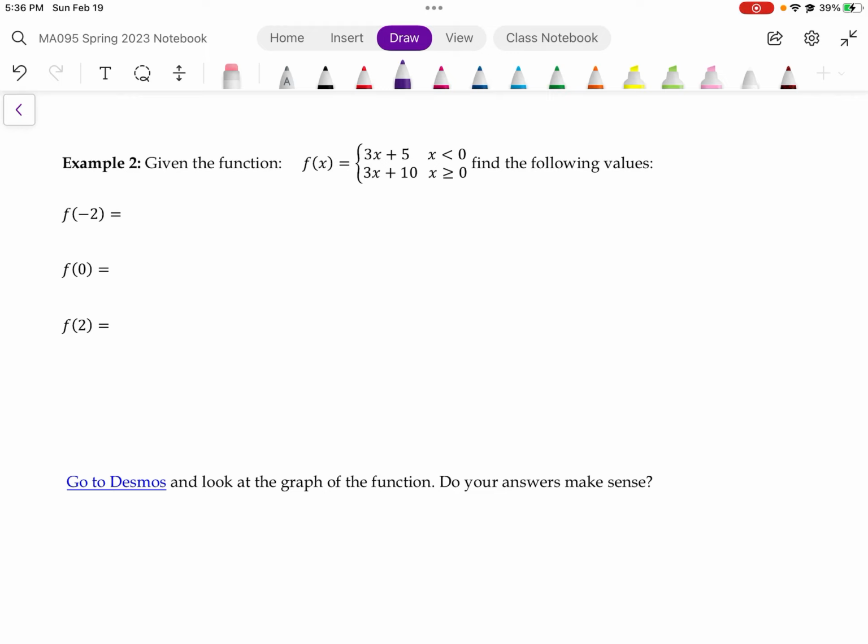Okay, so hopefully you gave it a try. So we're going to have this one be purple and this one be green like before. If x is less than 0, we're going to use the first one. If x is greater than or equal to 0, we're going to use the second one.